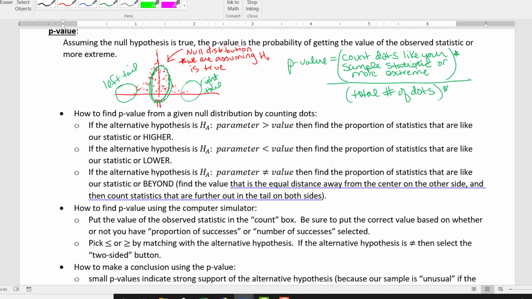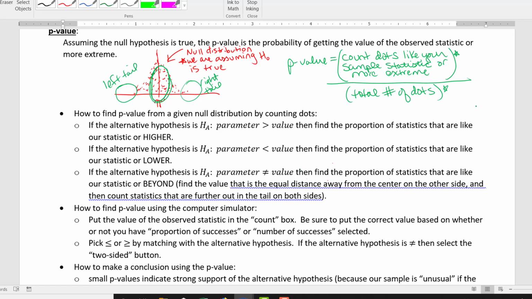Again, the dots here are in your distribution. But remember, the dots represent the sample statistics we expect to get if the null hypothesis is true. So you're counting samples that would be like yours or more extreme out of the total. It's giving you a probability of getting a sample like yours if the null hypothesis were true.